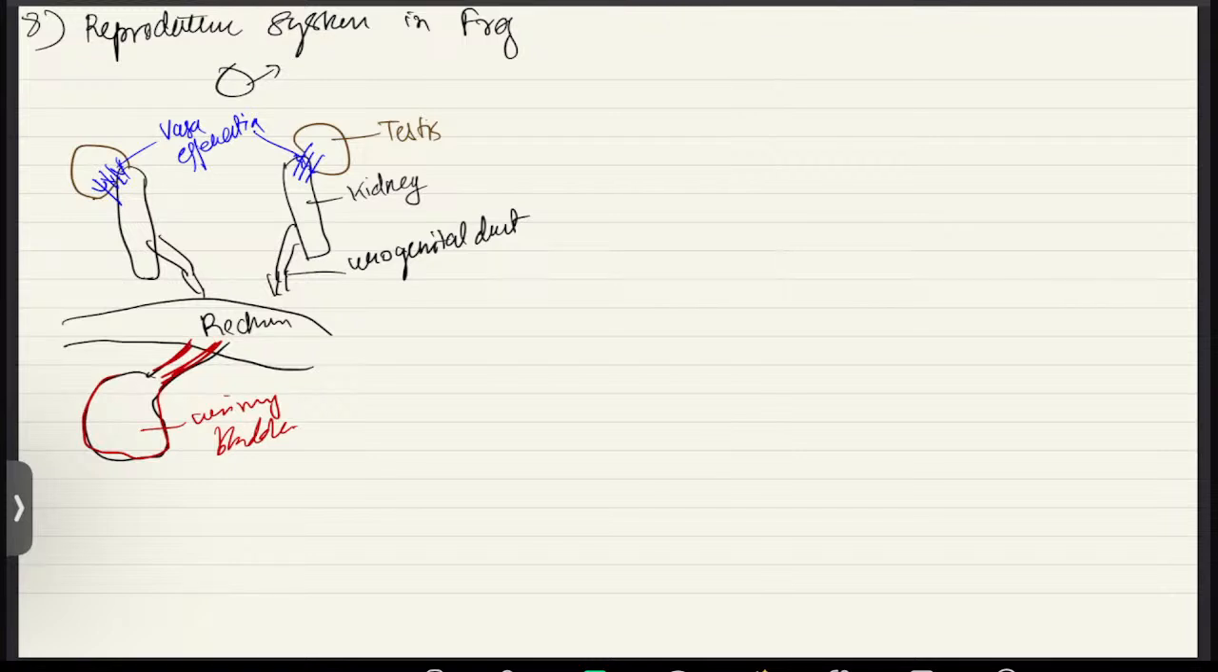So a urogenital duct will carry secretions from the kidney and the testis into the rectum. In the rectum, the GIT will send its contents, the kidney will send its contents, the testis will send its contents. So it is three different kinds of content, and they exit the frog through a cloaca. A cloaca is a common exit for all these three secretions. This is the male reproductive system, which is pretty simple. Moving on to the female reproductive system. Again, we are going to start from the kidneys.